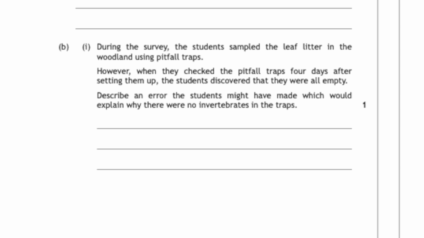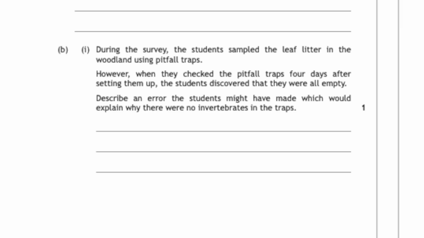During the survey, the students sampled the leaf litter, that just means dead leaves that are lying on the ground, in the woodland using pitfall traps. That's a wee tub that you put in the ground, creepy crawlies fall in, you can check them later. However, when they checked the pitfall traps 4 days after setting them up, the students discovered that they were all empty. Describe an error the students might have made which would explain why there were no invertebrates in the traps. Only 1 mark for this one.